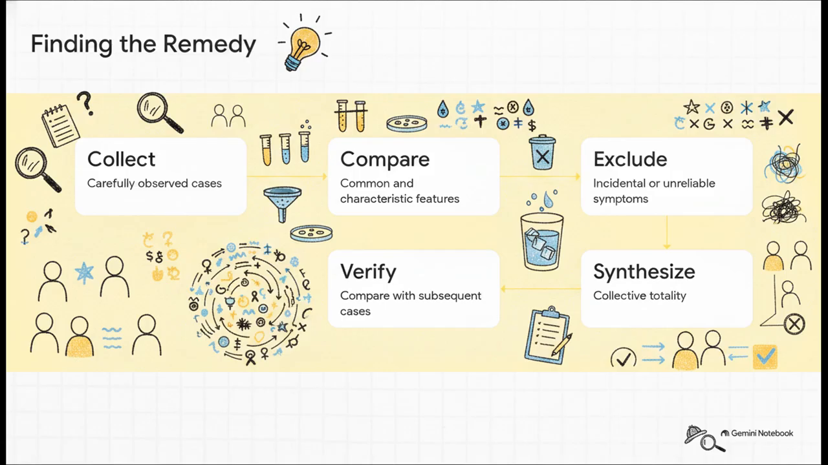Step 3. They exclude the incidental symptoms that are just unique to single patients. Step 4. They synthesize the remaining data into a collective totality, which is essentially treating the entire epidemic as one giant patient. And finally, Step 5. They verify this genus Epidemicus by checking if it accurately fits new cases as they emerge.